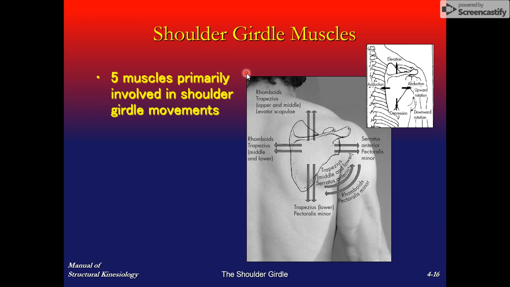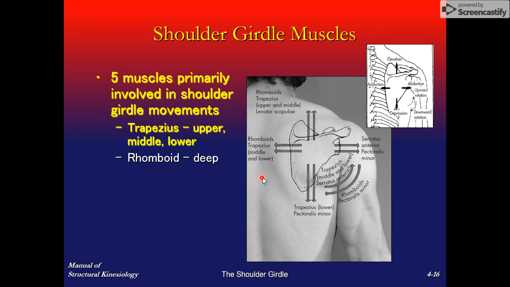So there are 5 muscles primarily involved in shoulder girdle movements. Trapezius: upper, middle, lower. The trapezius is going to be located right here. It's kind of like a T. It comes down here, a little bit over here as well.